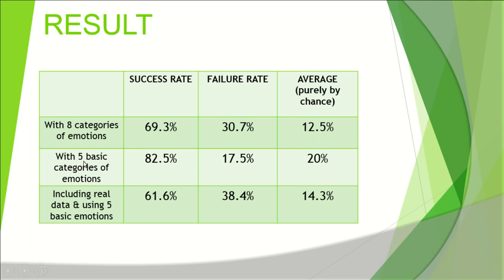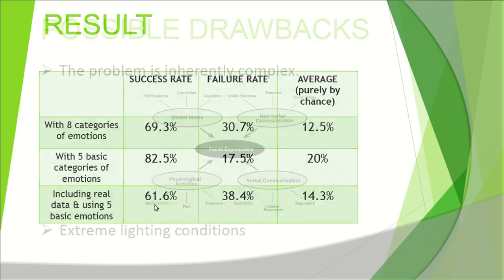Now when the categories were reduced to 5 basic emotions, the success rate increased to 82.5%, and in this case the average was 20%, which means the model is 4 to 5 times better than the average, which is a good thing. Now coming to the real dataset and using 5 basic emotions, the success rate was 61.6%. This number is not an indication of the failure of the model. Let us look into different conditions that may have led to possible drawbacks of the model.